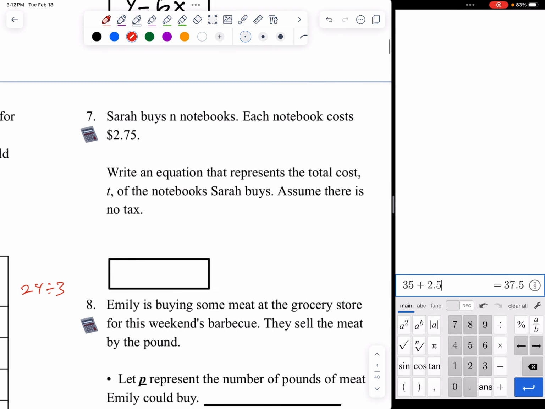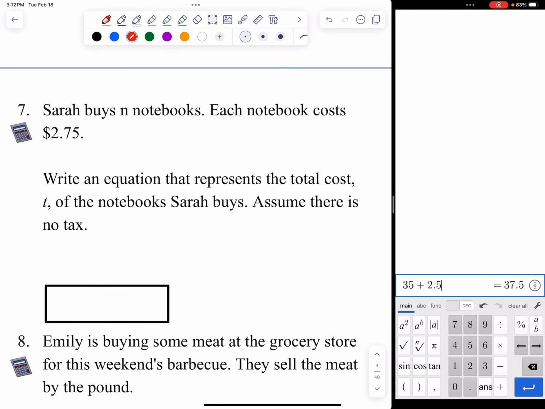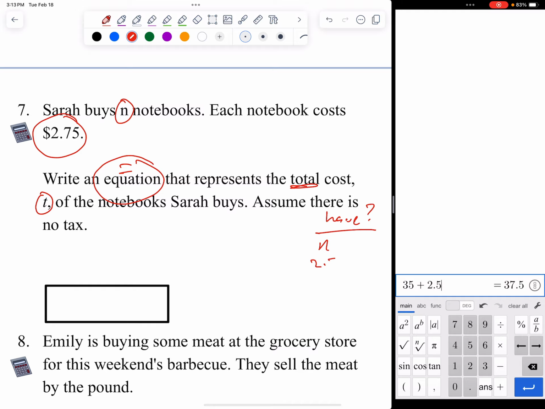All right, next one. Sarah buys N notebooks, so I see a letter. Each notebook costs that amount of money, so there's a number. Write an equation, I better have an equal sign, that represents the total, see there's my equal, of T, there's another letter, of the notebooks Sarah buys. Assume there is no tax. So what do I have? I have an N. I have 2.75. I have an equal sign, and I have a letter T.